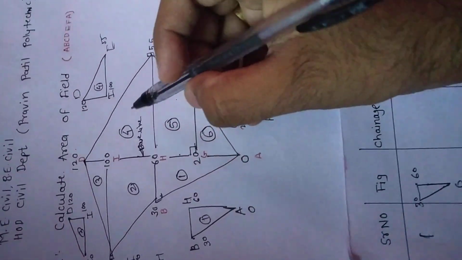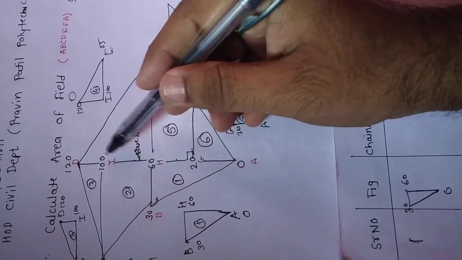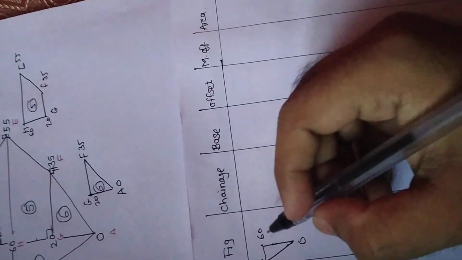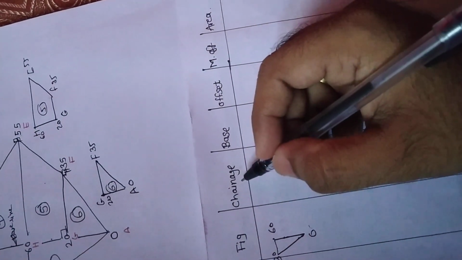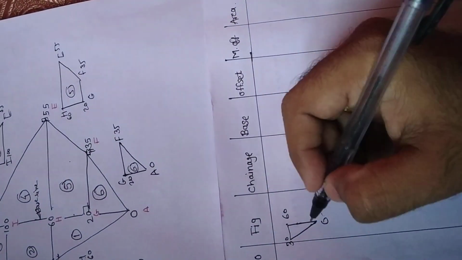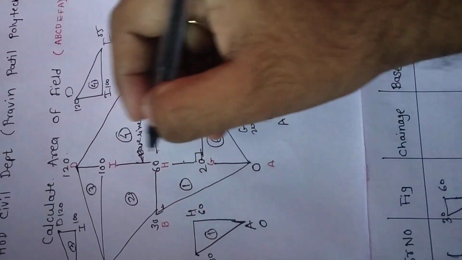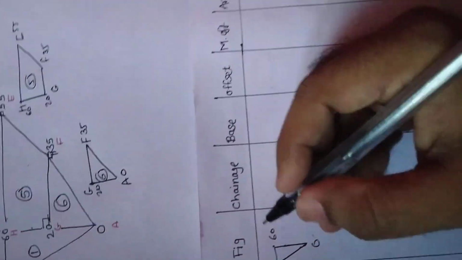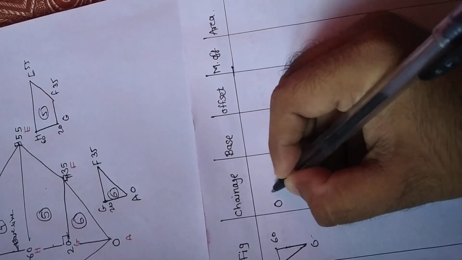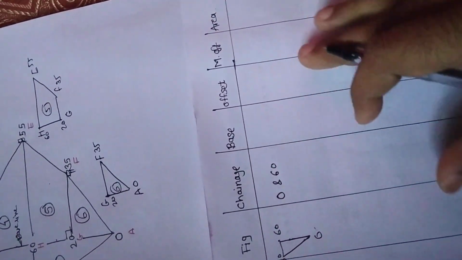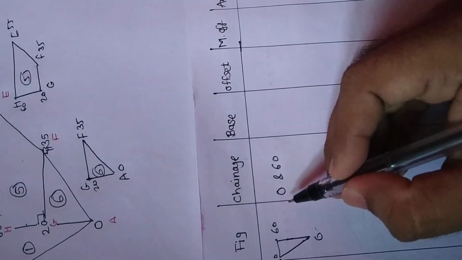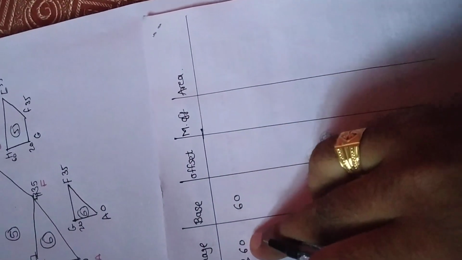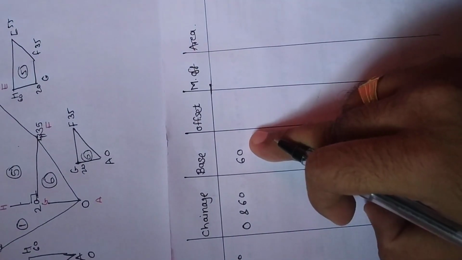As I said earlier, this line is called a chain line or baseline, and these are the offsets. In the first figure, calculate the chainage. How do I calculate the chainage? This vertical line is the chainage. The starting point is 0, the end point is 60. So I write 0 and 60 here. So what is my base? 60 minus 0 is equal to 60.